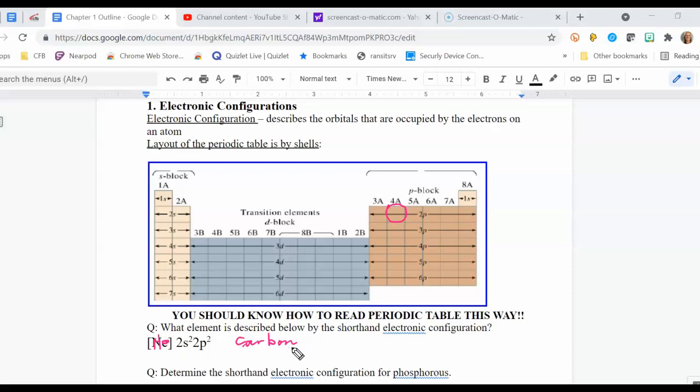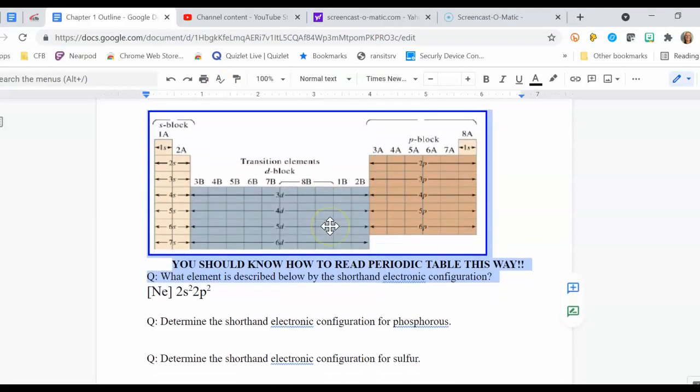So you do have to be able to write it correctly, as I just demonstrated, but you also have to be able to read what element it is. That should be easy peasy stuff. So let's go ahead and move along to the next part here.